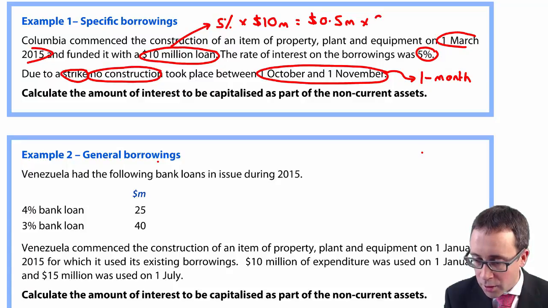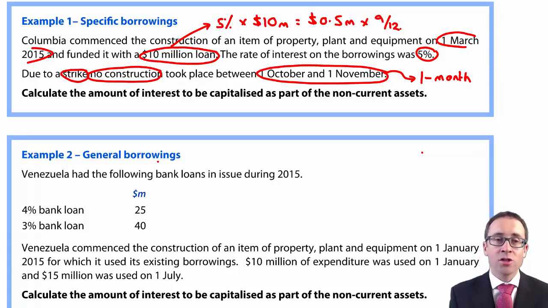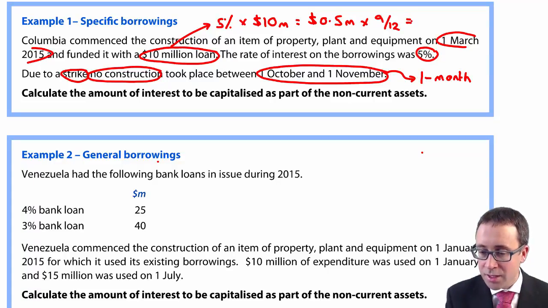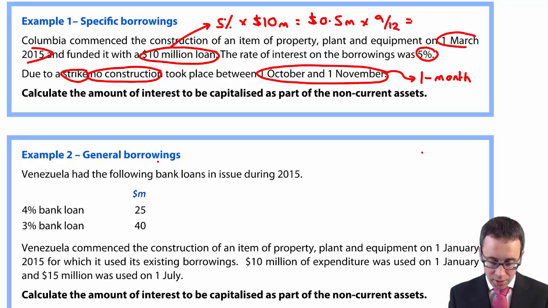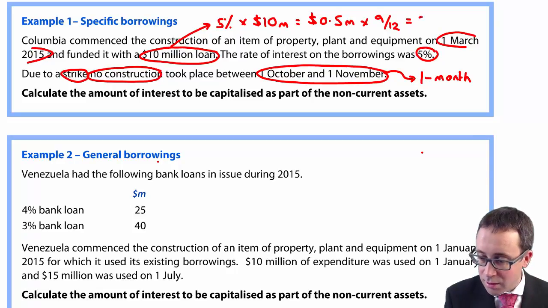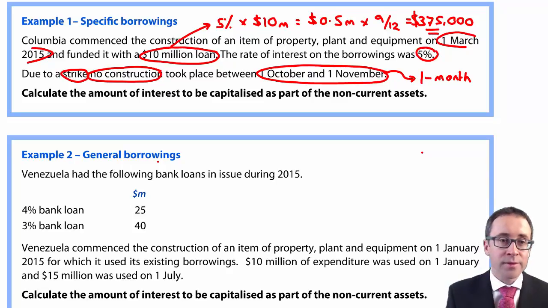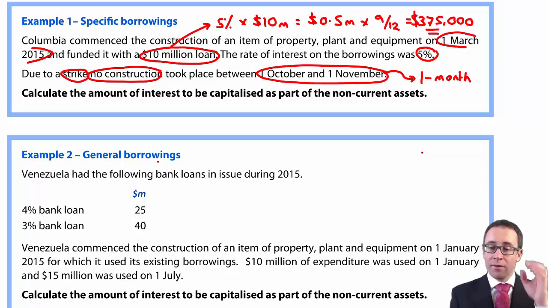So therefore, what we're going to do is take 9/12 of that amount, aren't we? And if you take 9/12 of the 0.5 million, so 9 divided by 12 times 500,000, that gives you $375,000. Okay, there we go. So the amount that will be capitalized is $375,000.